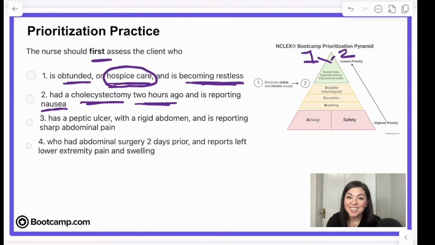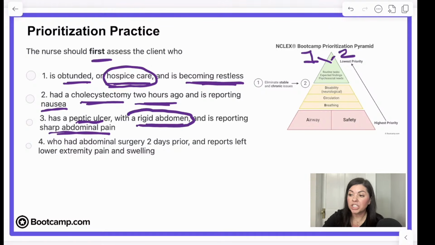So you guys are loving option 3, okay? And I see a couple people I already identified the diagnosis, so I'm very impressed. So we have this client with a peptic ulcer. They have a rigid abdomen and sharp abdominal pain. So do we think this is an expected finding for a client with a peptic ulcer? What do we think? So typically with a peptic ulcer, you can have some abdominal pain, but I'll tell you what's really concerning for me is this right here, rigid abdomen.